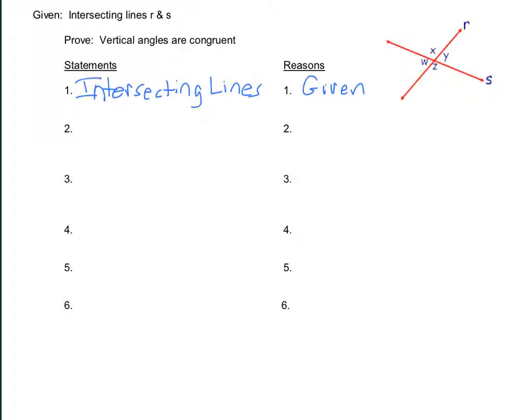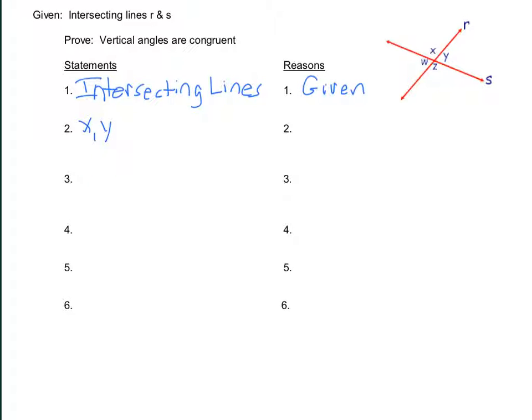Now that we wrote our given, we pick one pair of angles representing a linear pair. I'm going to start with x and y. I could have picked wx, I could have picked wz, or I could have picked zy. I just happen to pick x and y. So what we know about them is that they're supplementary. We don't have to define a linear pair.